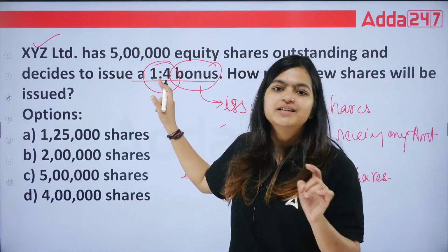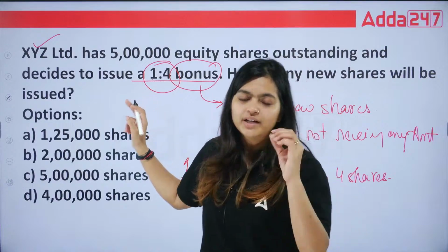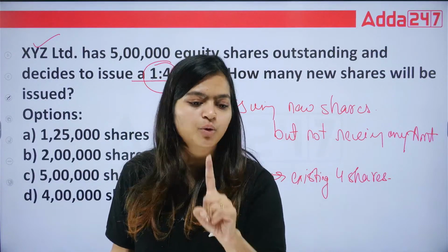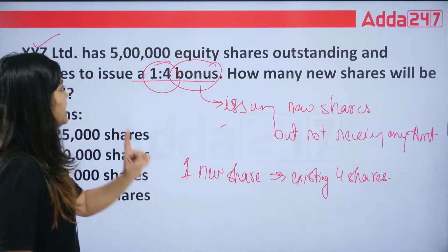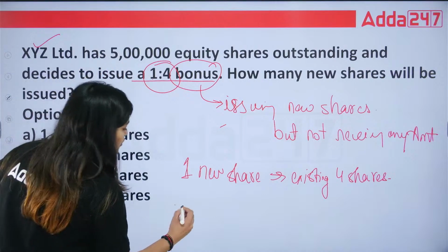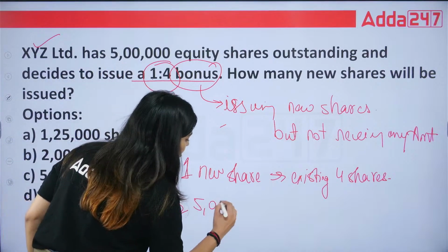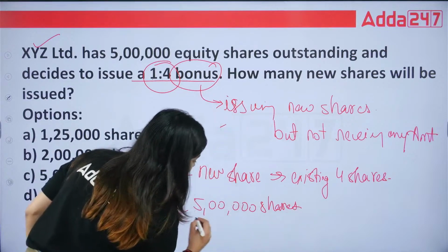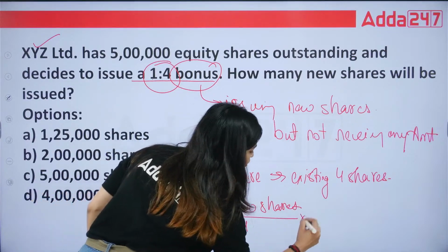This is what 1:4 means. If you are an investor who is holding 4 shares, you are going to receive 1 share of bonus. And how many total equity shares do you have? 5 lakh. You have total 5 lakh shares. So in this, we need to divide this by 4 into 1.